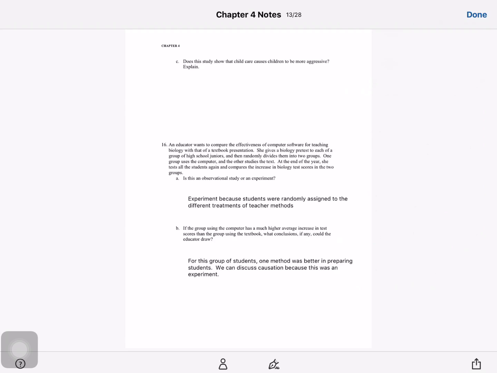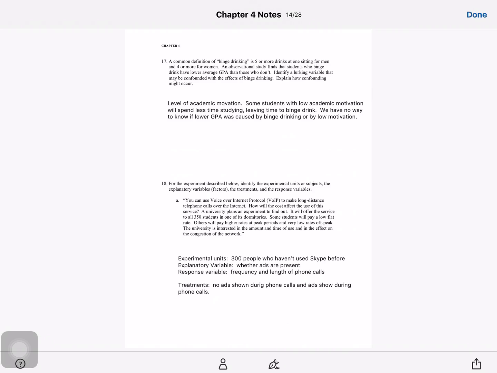For part B, we're asking what conclusions can be drawn. For this group of students, one method was better in preparing students. We can discuss causation because this was an experiment. If it was not an experiment, then we could not do cause and effect because there could be confounding variables, and even in an experiment there could be, but in this case, the way this was designed, we are looking at that experiment.